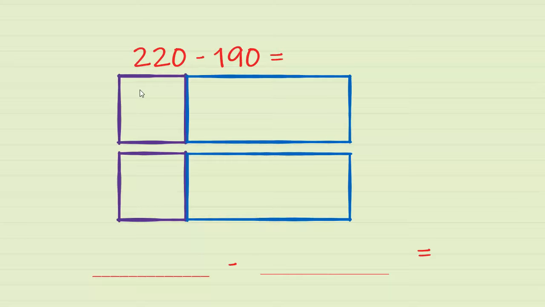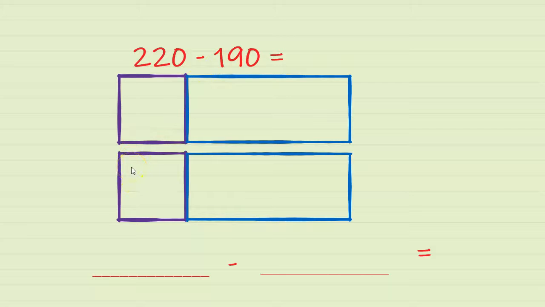So you have 220 minus 190. And the goal of subtracting this way is to create an easier problem so that you can subtract faster. So I noticed this 190 is close to 200, and 220 minus 200 would be a much easier problem. So I want to try to change that 190 into 200. So I know to do that, I have to add 10.